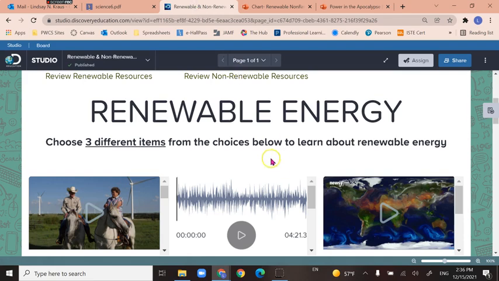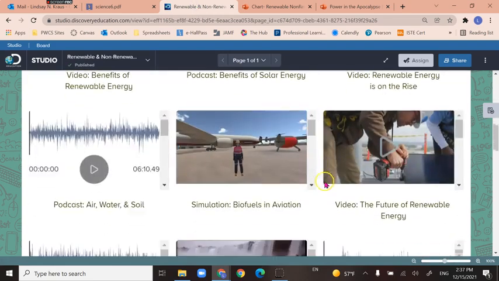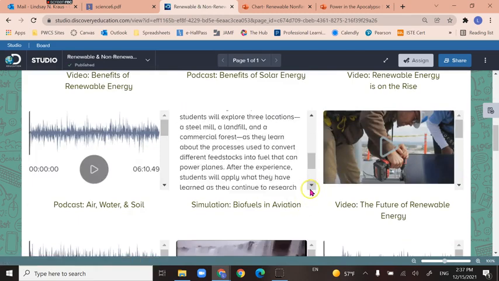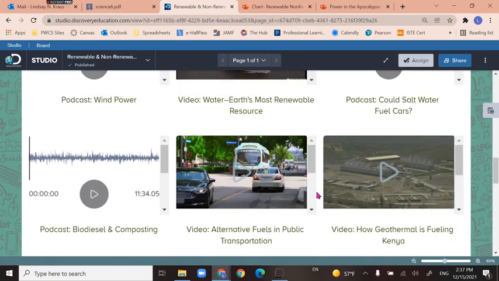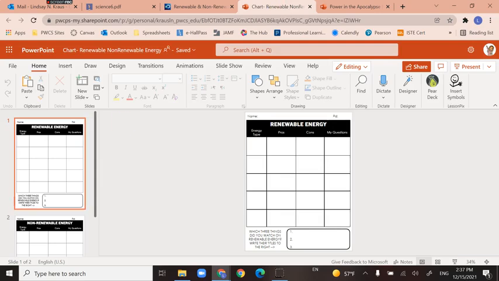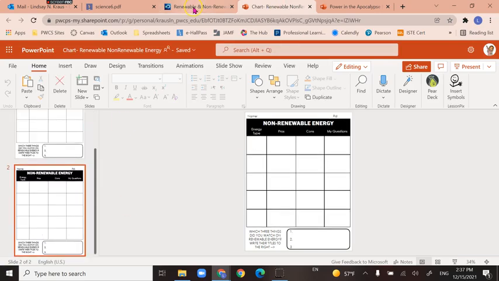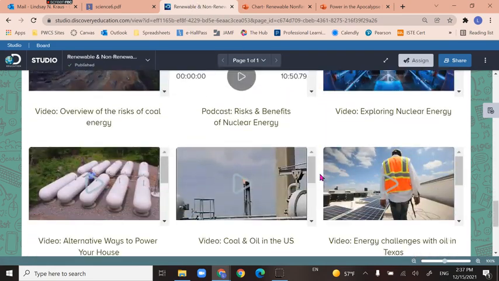Or actually, it's not all videos. See here, there's videos and podcasts and simulations. There's all different types of choices for them. They just get to choose 3 for the renewable energies and then reflect in this chart here. They do the same thing for the non-renewable area. So they go down and they researched these 3 things.